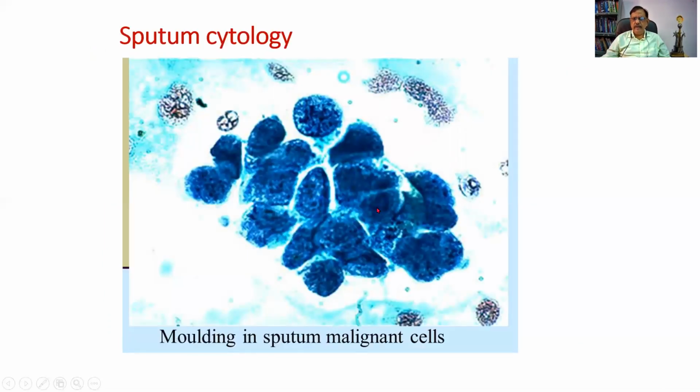This picture is of importance. It is my field. I am finding two tumor cells, and here you find that they are adjoining. This is what I call nuclear molding. Here also I find that the cells are adjacent to each other with molding of the nuclei. This is a picture of a small cell carcinoma. Sputum cytology, incidentally, is one of the methods of diagnosis of lung tumors.